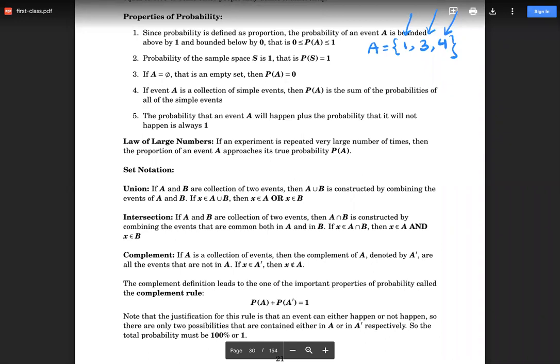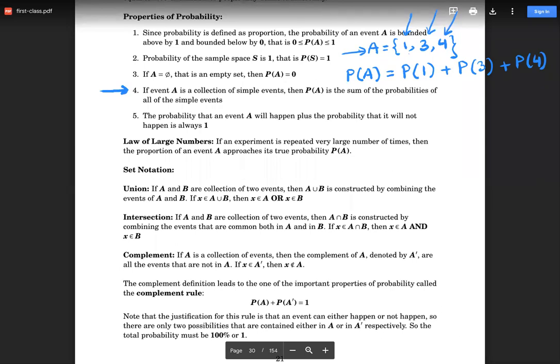Again, why are they simple events? Because they can happen in only one way. So event A is a collection of simple events. So the probability of event A, which is the same as saying the probability of getting 1, 3, or 4, is going to be the same as the probability of getting a 1 plus the probability of getting a 3 plus the probability of getting a 4. So that's exactly what this condition is saying.